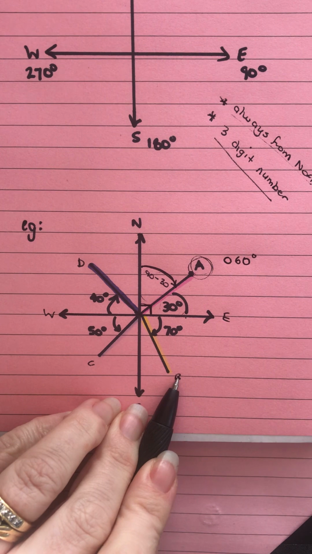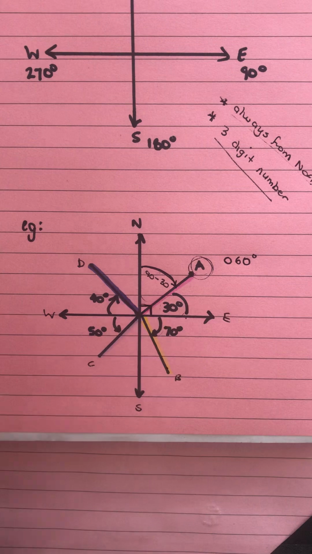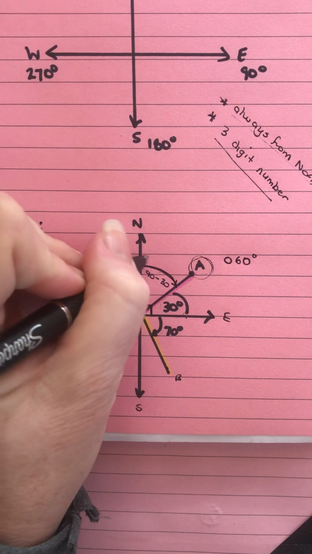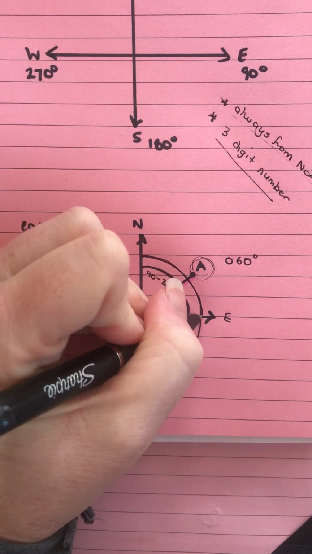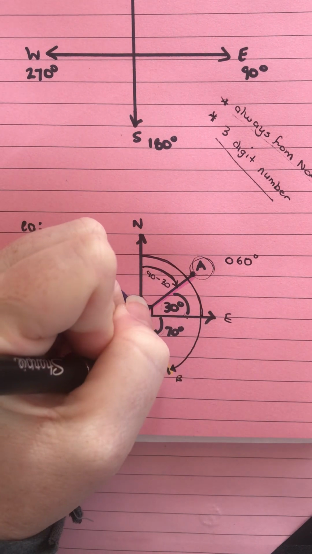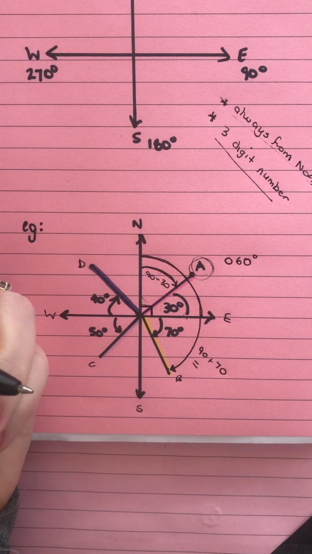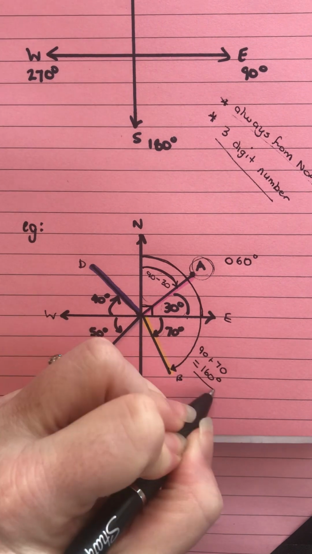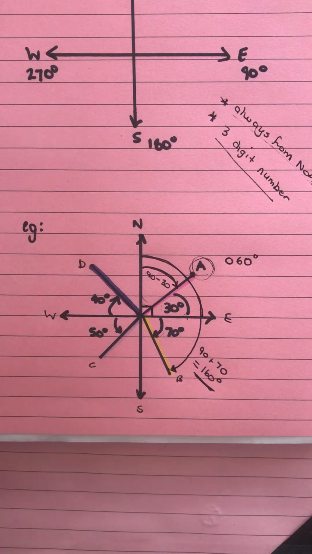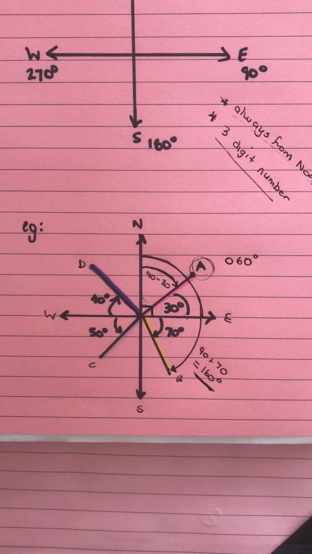Looking down here at B, we've got the 70, which is from the east around to our line. Now, like we did with the first one, we want to know the whole distance from north around to that line. We know to get from north to east, it's 90, and then we've got an extra 70. So this one here is going to be the 90 plus 70. So we can grab our calculator if we need, add those two together, and we get 160 degrees. That's already a 3-digit number, so we don't have to change it. So for B, our bearing is 160.